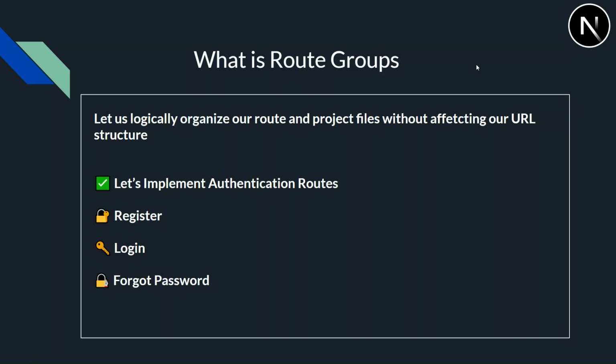To implement that, let's build a small example using route groups. Let's implement an authentication route. In this, we can create register, login, and forget password. So let's quickly move on to Visual Studio Code and start building this authentication route, to show how route groups work in a Next.js application. Here we can create 3 folders, one for register, one for login, and one for forget password.